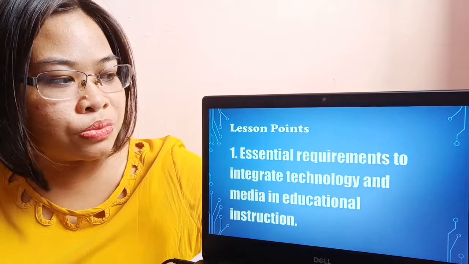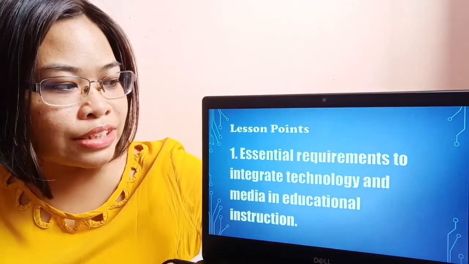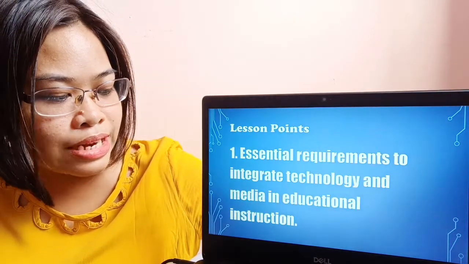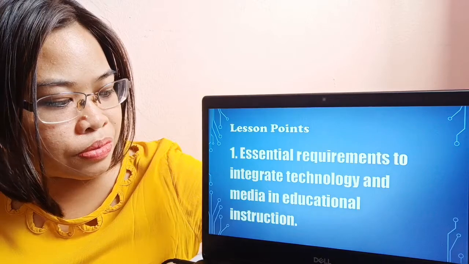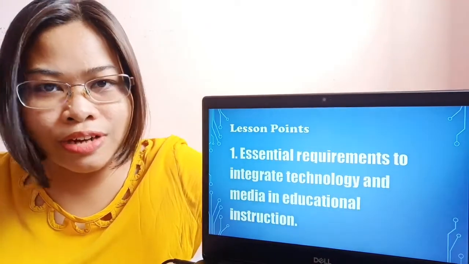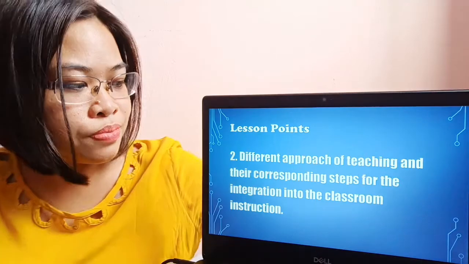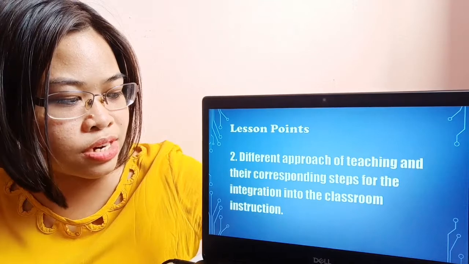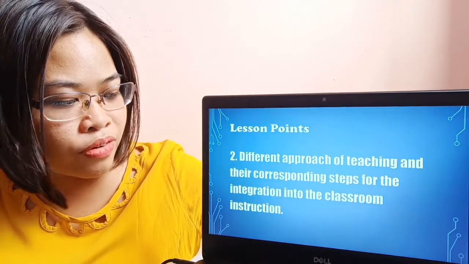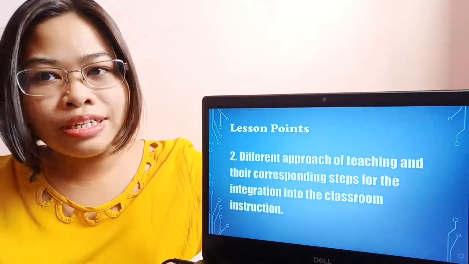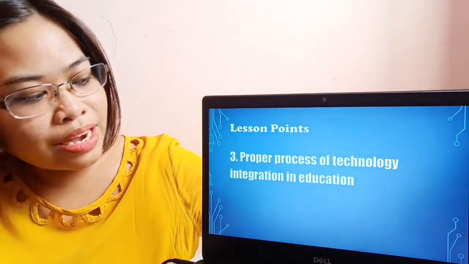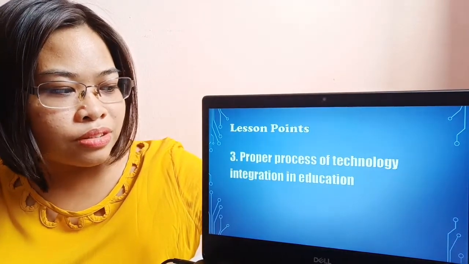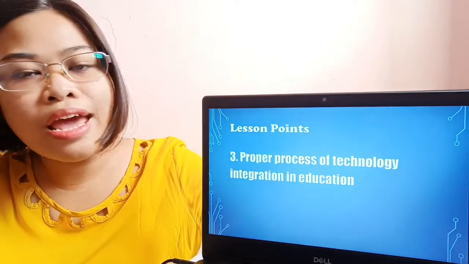Number 1 is to learn about essential requirements to integrate technology and media in education or educational instruction. Number 2, we're gonna learn the different approaches of teaching and their corresponding steps for the integration into the classroom instruction. And number 3, we're gonna learn about the proper process of technology integration in education.